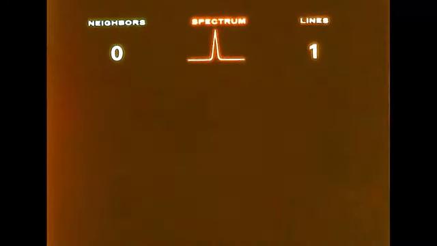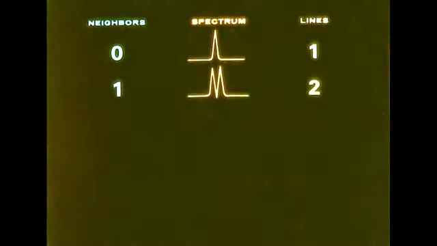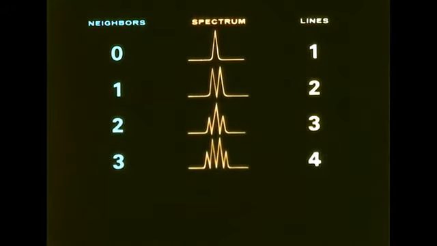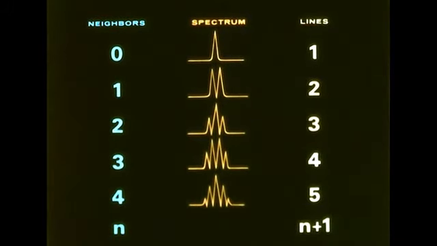In general, if a given group of protons has n equivalent neighbors, the resonance will split into a symmetrical pattern of n plus 1 lines. These simple patterns occur only if the chemical shift is very much larger than the coupling constant. Otherwise, the patterns are more complex.